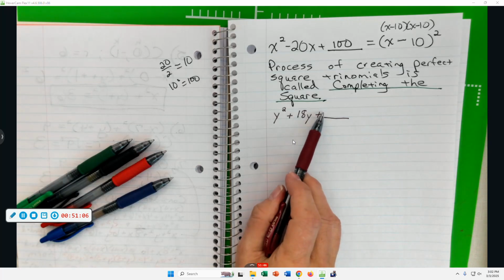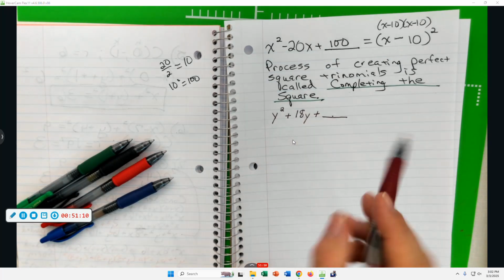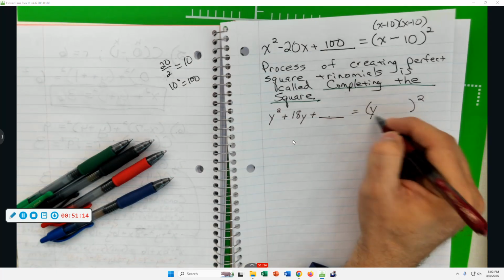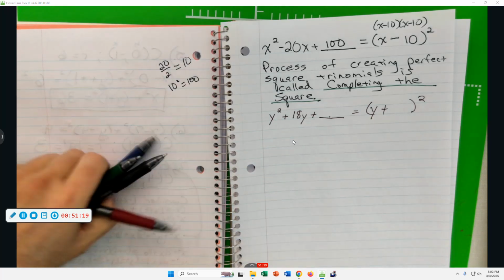What perfect square would need to go into this box, or this little blank, in order for it to factor like that? 81. Did y'all hear that? I'm going to write out how you're getting it.